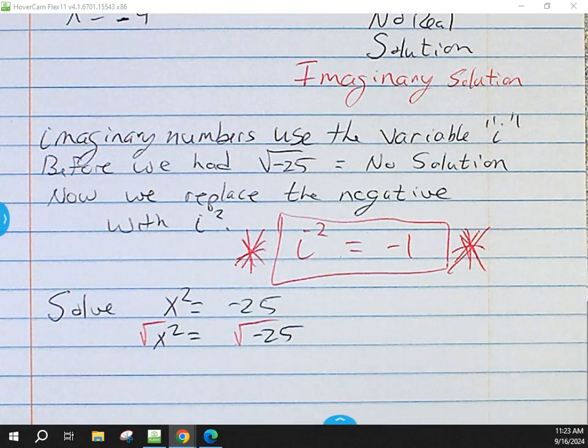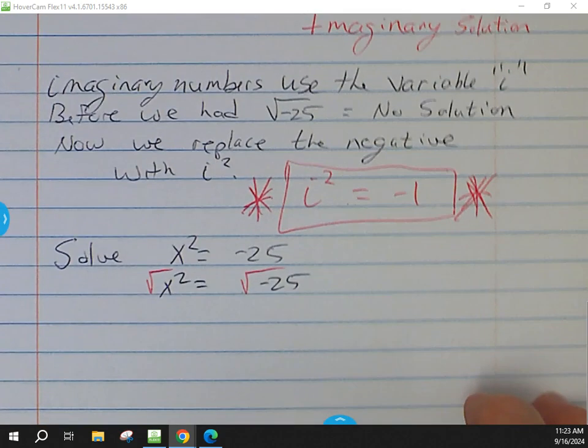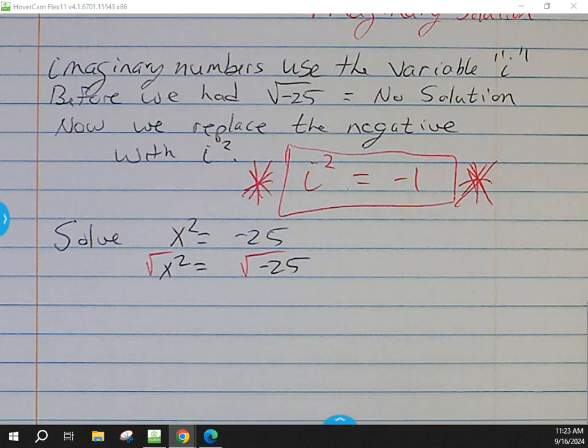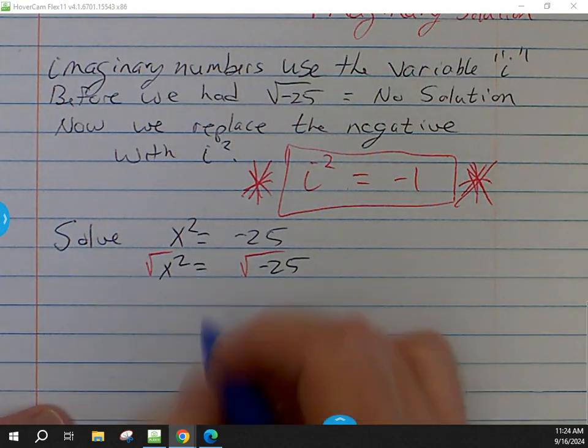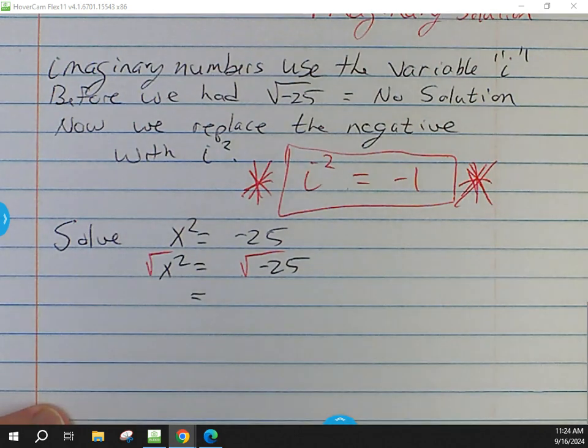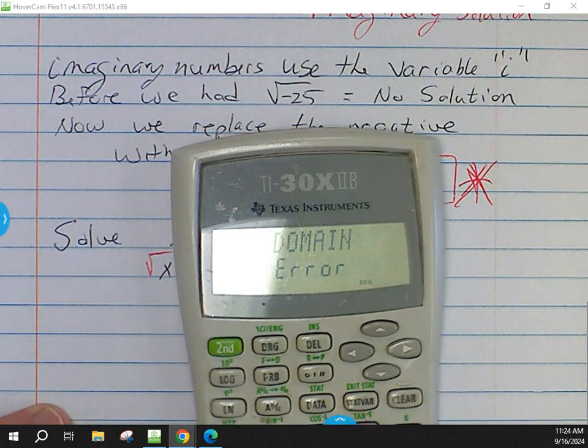Okay, so we're going to go ahead and square root both sides. Anytime you square root a negative number, this is the new thing we're going to do for this chapter, where we have the negative 25, and again, if we check that, we're going to get this error message, which means it's not going to work.